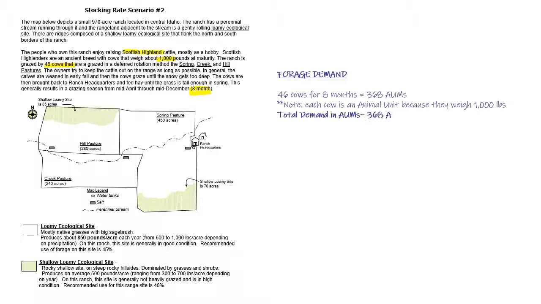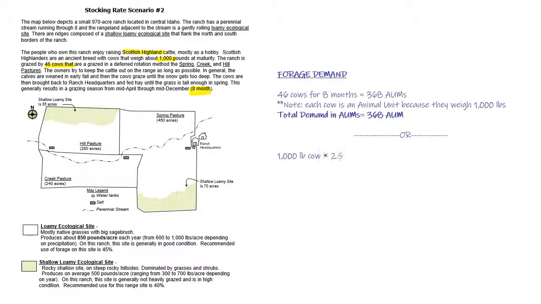Let's see what the demand is for those cows. So let's talk about forage demand. 46 cows, they're there for 8 months, so that means that we have 368 AUMs of demand. If we want to take a closer look at that, we note that each cow is one animal unit, so converting animal units to months is a little bit easier. So the total demand then is 368 AUMs.